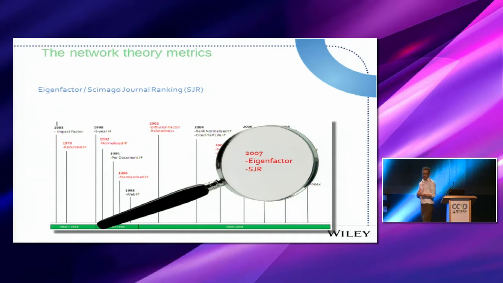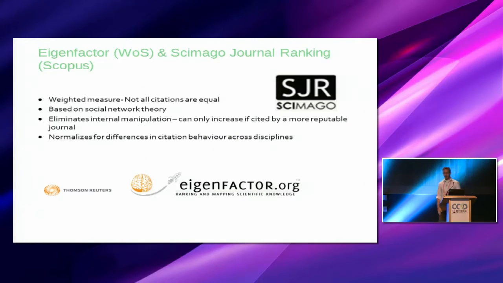So I'm moving quickly, so apologize for that, but there's a lot to get through. We'll move on to two metrics that have come out almost 10 years now, the Eigenfactor and the SJR. Now, these are based on network theory, and the idea is that not all citations are equal.